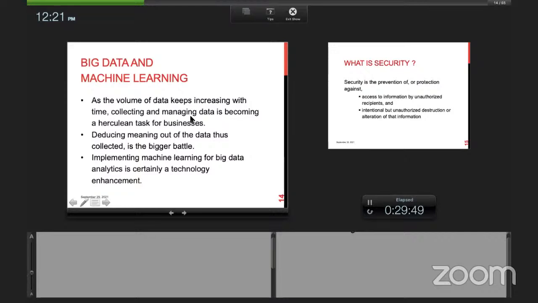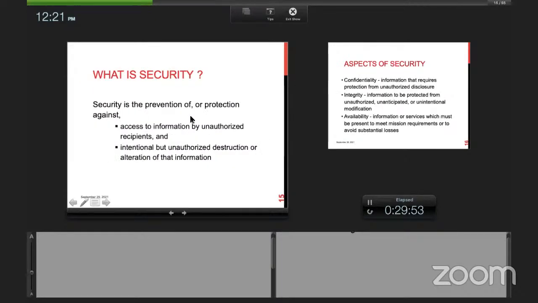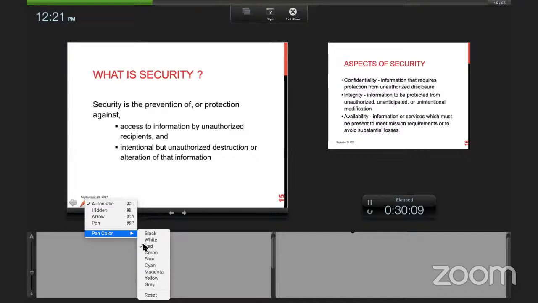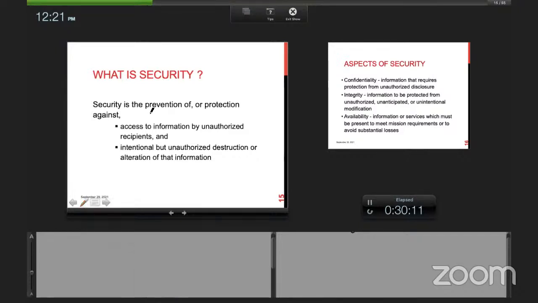So let us now think of what security can be. In general, the definition of security is very simple or easy, you can say, because security is the prevention of or protection against. So you see here we have two such things at our hand, prevention of or protection against. So that means either you can prevent or you can take some guard against what?